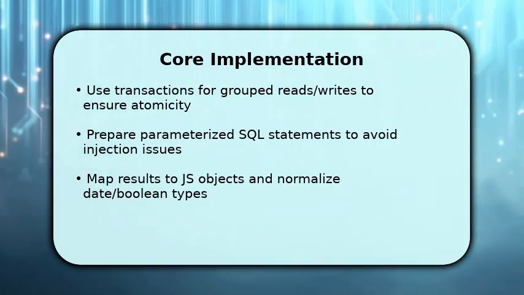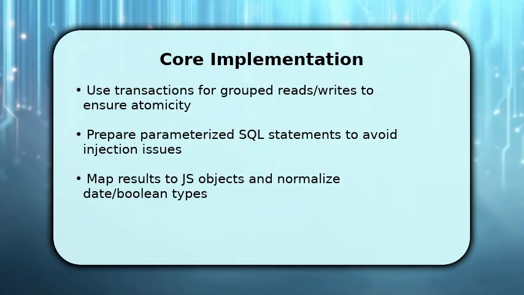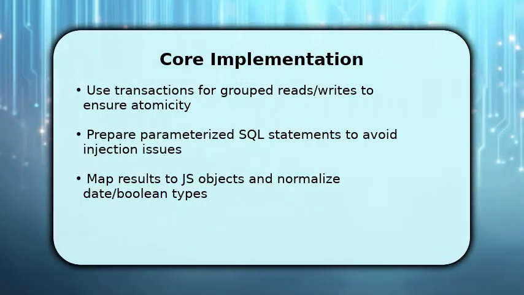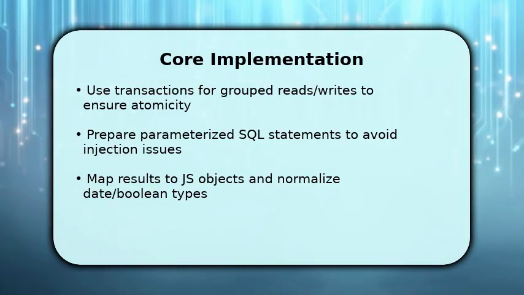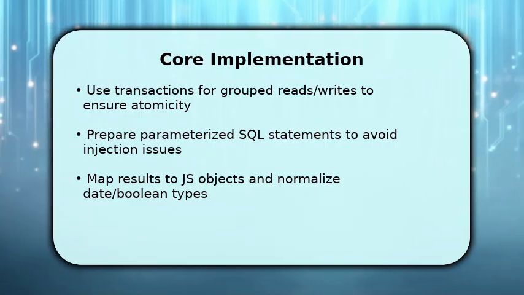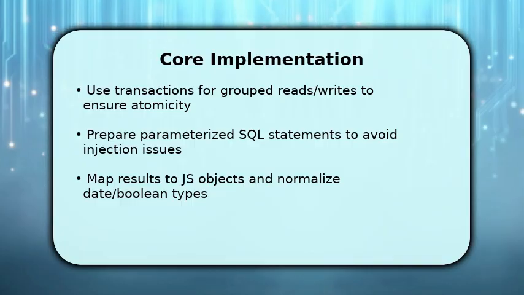to keep operations atomic. Make sure to convert raw row data into JavaScript-friendly shapes, normalize types like dates and booleans, and batch operations when possible to reduce I/O and improve performance.